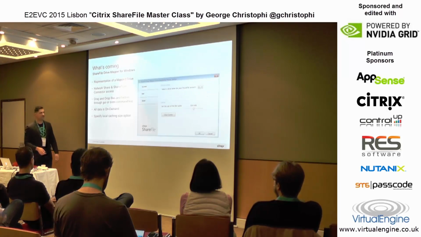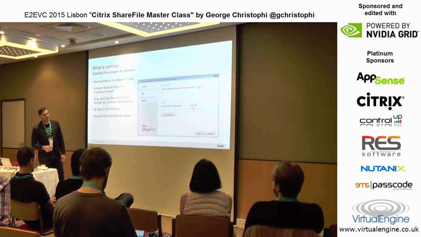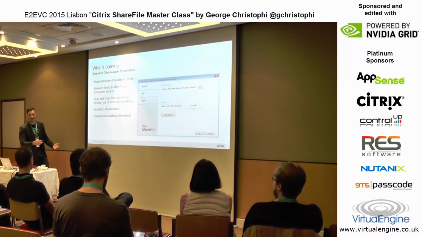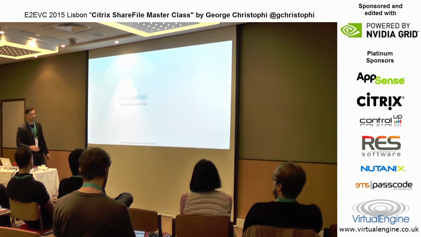So all data is on demand. Now this is where the caching location, we want to specify the group policy, so we control that and roll it out with a cache, not people choosing. So this is why version 1 is not going to be the enterprise product, but we're getting there.